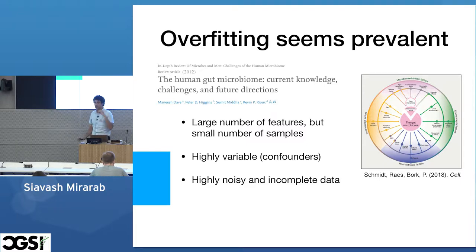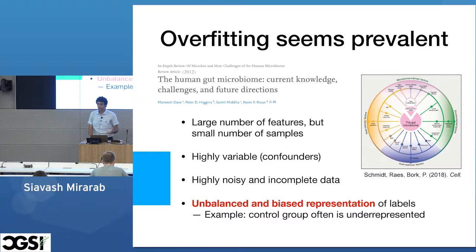The data that we get itself, so this is real biological variation, but the data also has a lot of noise, it's incomplete, so that doesn't help. And then there is one last thing that, going back to James' talk yesterday, a lot of the data sets that we have and we do training on are unbalanced and biased. Unbalanced, by unbalanced I mean the labels that you want to learn, you don't have the same representation for them. And bias, I mean, things like what James was talking about yesterday.